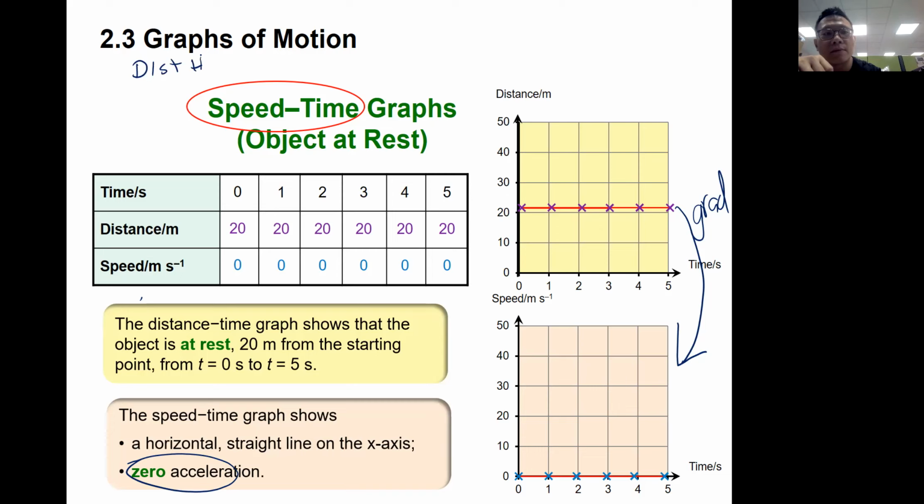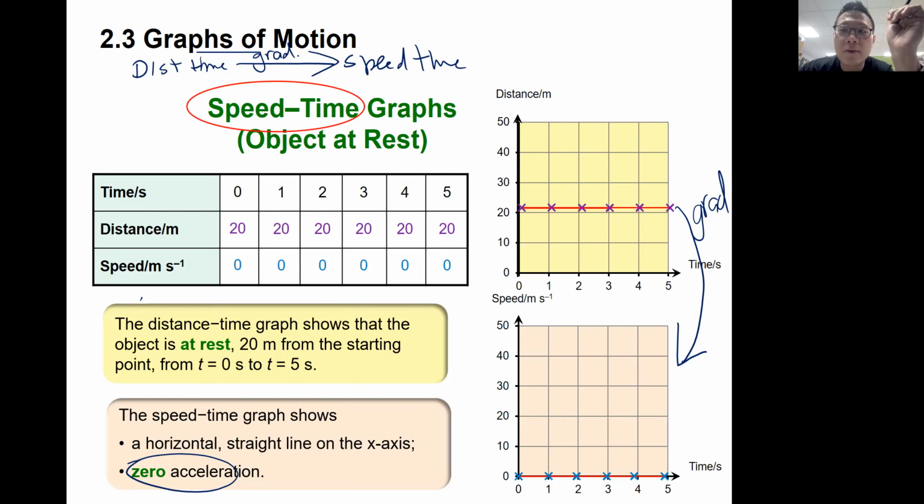Distance time graph, speed time graph, they are related because these two graphs I can actually interswap. From one graph I can swap to another graph. How? By looking at the gradient. By looking at the gradient of a distance time graph, I can actually get the speed time graph, which is one of the important things that we are looking at.